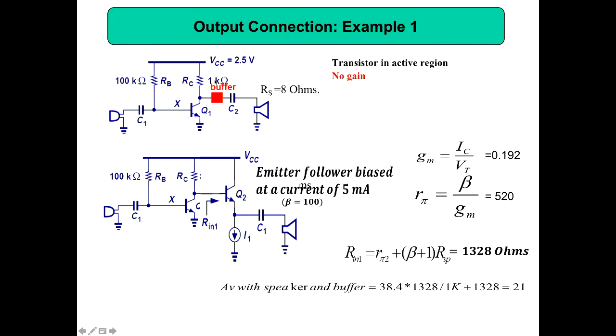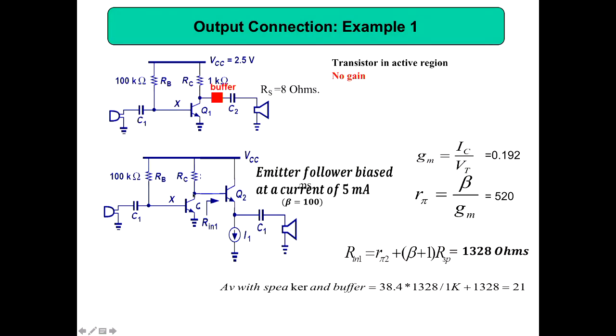Because the problem is, when you look from here, the impedance is 8 ohms. So somehow we have to bring up this impedance when you look from here, because this 1 kilo ohm is coming in parallel with 8 ohms. So how we are boosting is, from here we have connected this emitter follower. Now when you look from this dot, this is 1 kilo ohm, this is 8 ohms, so both are coming in parallel.